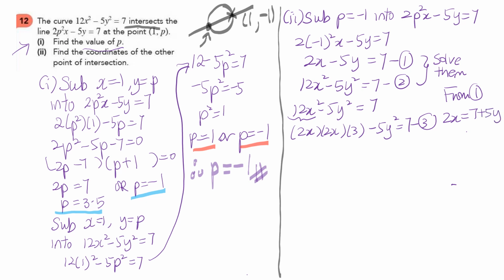Okay, so then you see that I can actually just replace this 2x here with 7 plus 5y. Can you see what I'm trying to do here? I'm trying to avoid having to deal with fractions because it's very painful. So now I can just substitute my 2x with 7 plus 5y.